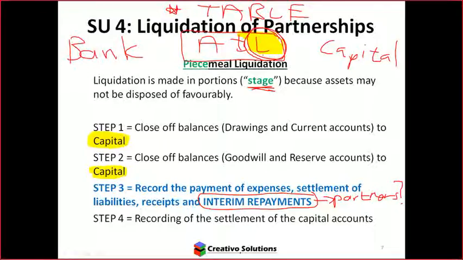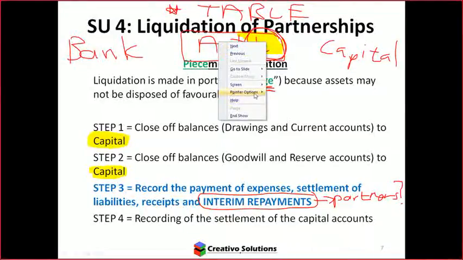So you might or might not have liabilities in the question. You probably will though because you need to pay them off first. And then what's left over is given to the partners. And then step four is obviously to settle their accounts. We're going to end up with zero balances.